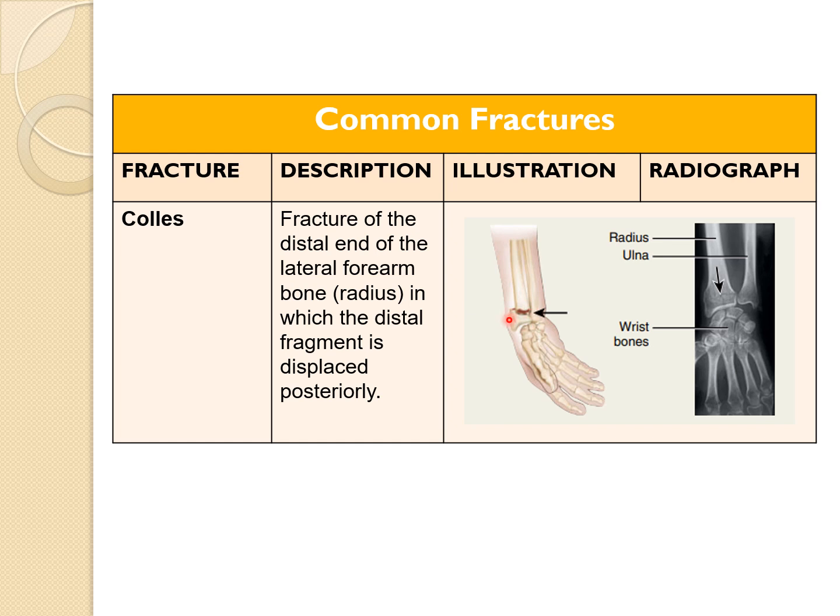Colles fracture is the fracture of the distal end of the lateral forearm bone, that is radius, in which the distal fragment is displaced posteriorly. These are some of the common types of fractures.